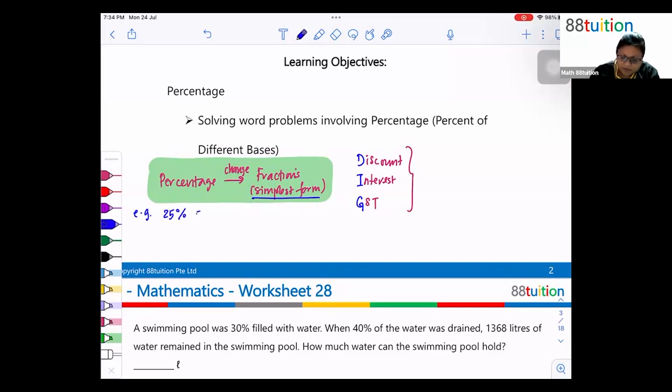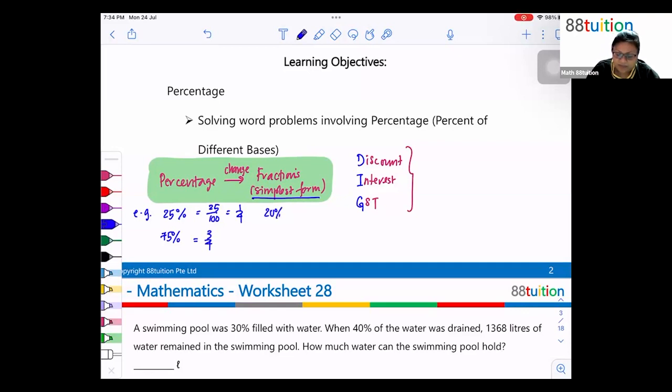You know that 25% is 25 over 100, right? Now, I can simplify this to 1/4. Similarly, I can simplify 75% to 3/4. These are some of the things that you can make use of in order to help you with percentages.